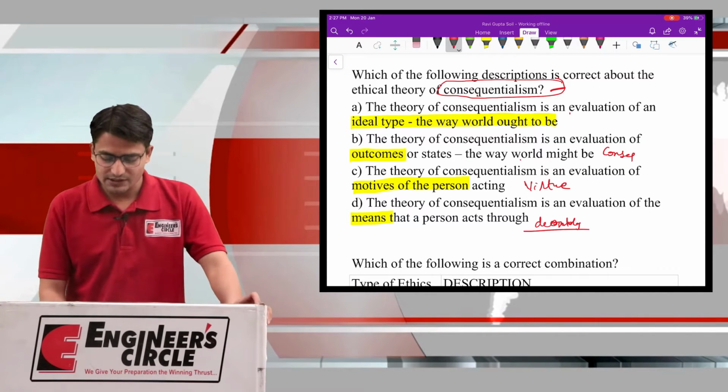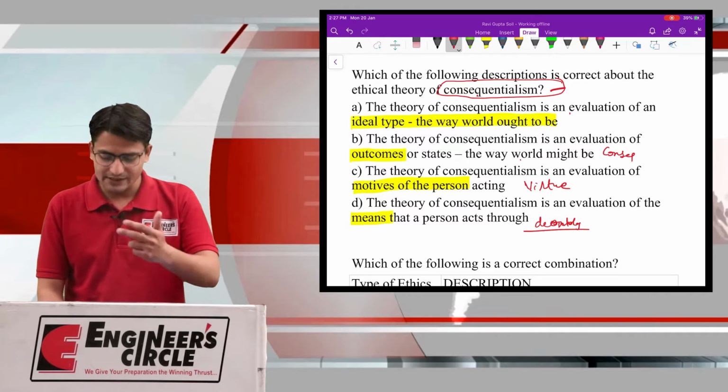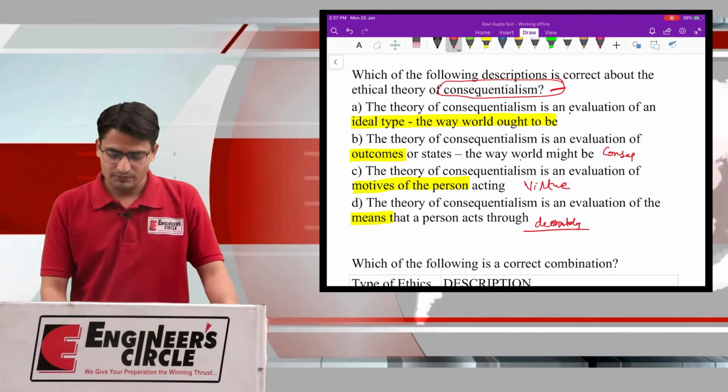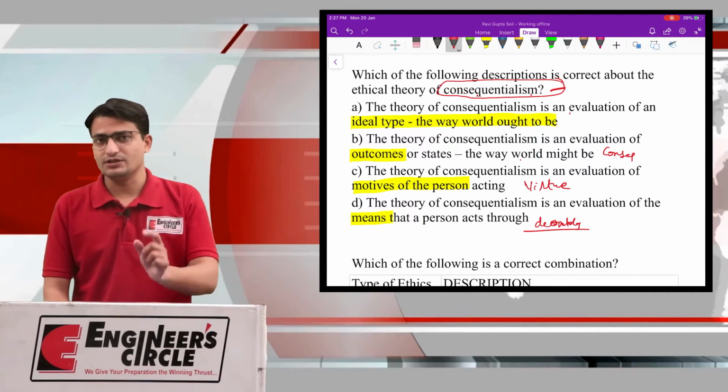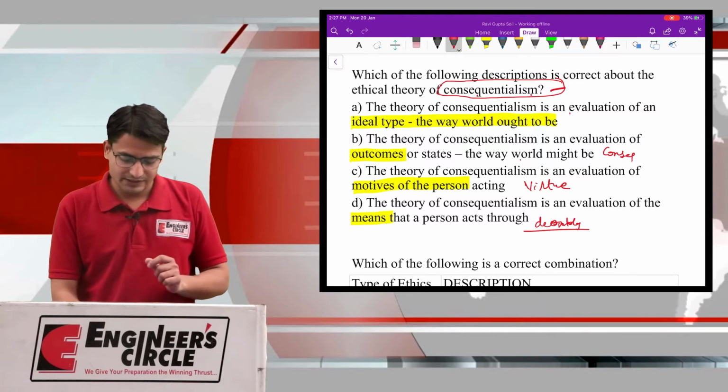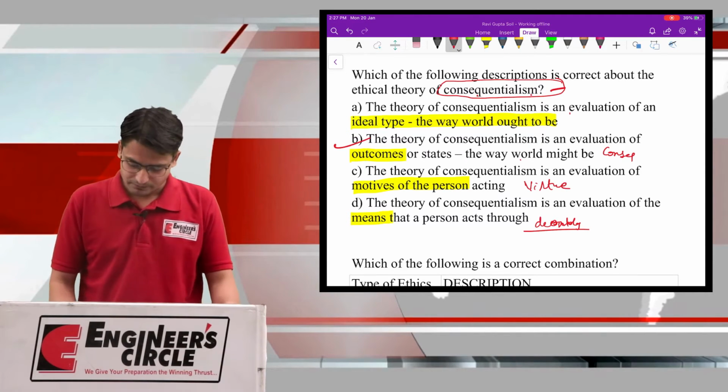While A option relates to the abstract part, the ideal scenario, the way the world ought to be. But consequentialism comes under the normative part. Therefore, the correct answer would be B option.